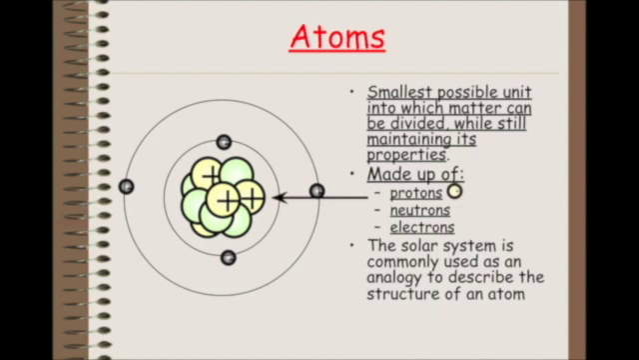So, for example, protons are in the nucleus. Neutrons are also in the nucleus, and electrons are outside. But again, I'm going to go through and explain what each of those mean throughout this slide.